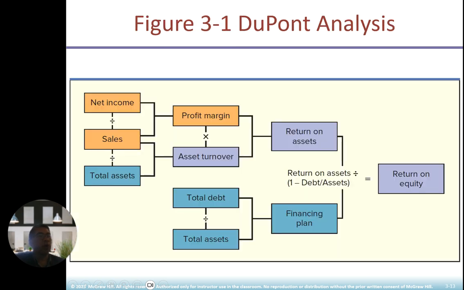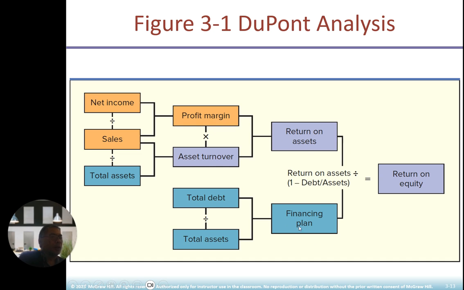Okay. So how are you going to do it in the DuPont analysis? The DuPont analysis here is showing return on equity. Net income divided by sales, multiplied by sales divided by total asset. You've got net income by sales, which is the profit margin. Sales divided by total asset, which is the asset turnover. Okay, you've got the return on asset.